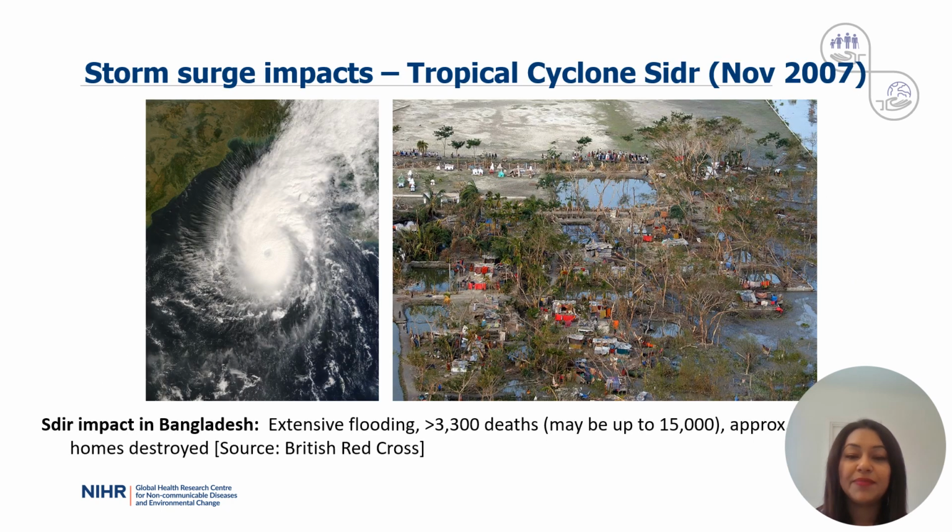Here you can see the impact of the tropical cyclone Sidr that occurred in 2007 in the Bay of Bengal. It was a Category 5 tropical cyclone. There was extensive flooding in the coastal areas of Bangladesh with many deaths, and millions of people were displaced due to damages to their homes. The estimated number of deaths was approximately 3,300, and storm surges reaching up to a height of 3 meters were reported in the coastal areas, and this brought in a substantial amount of saline water inland.